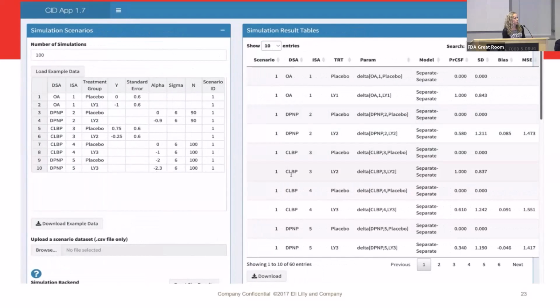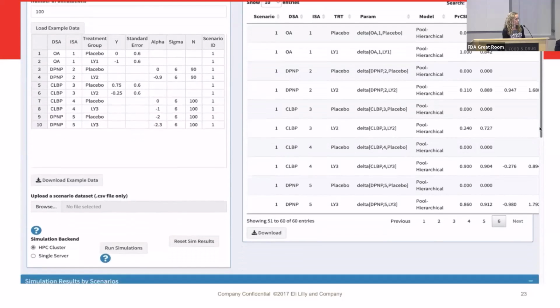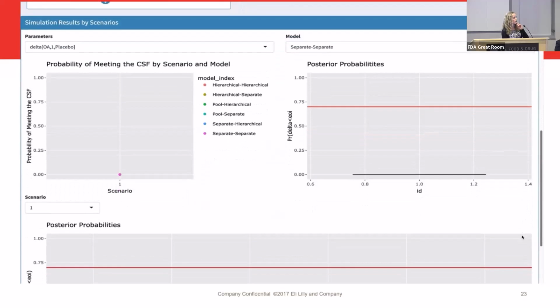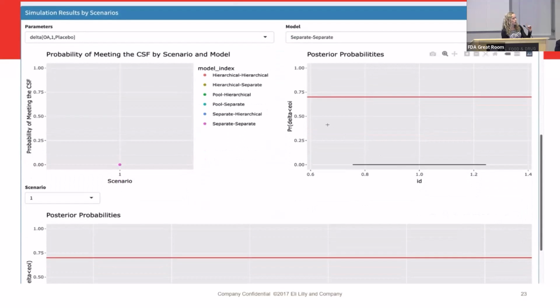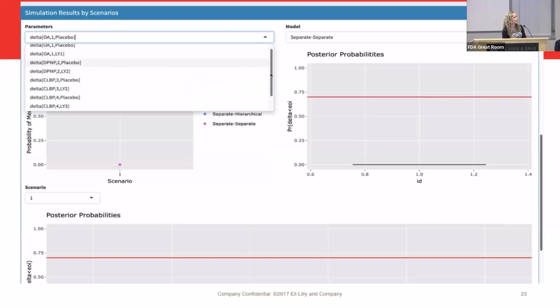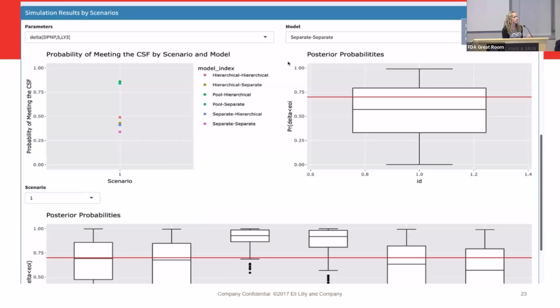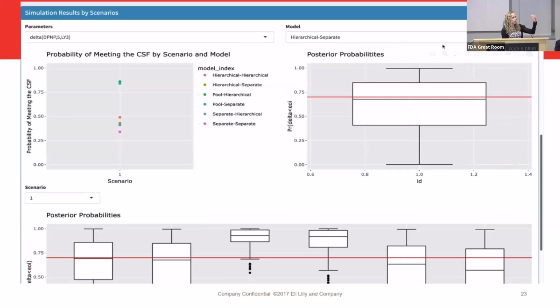Here, we're just selecting a parameter, and again, you can determine which parameters you're most interested in, and then look at the operating characteristics. And then finally, the bottom portion here, and this is where I'll touch on something I mentioned earlier, you have different borrowing approaches, and we're looking at the probability of achieving the CSF. In this case, we did use a scenario where the historical placebo information was very different from the incoming placebo information. And so as you click through the different borrowing approaches, you'll see the differences.